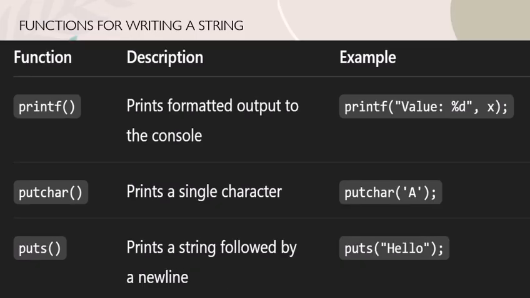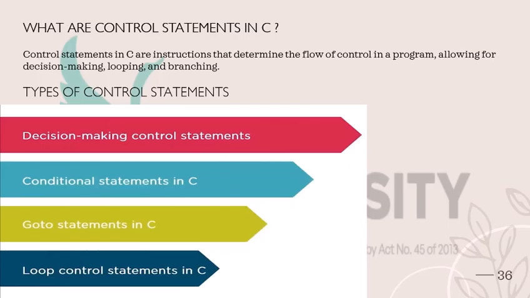Functions for writing a string. Printf prints formatted output to the console. Putchar prints a single character. Puts prints a string followed by a new line. Examples are given. Now let's talk about what are control statements in C.